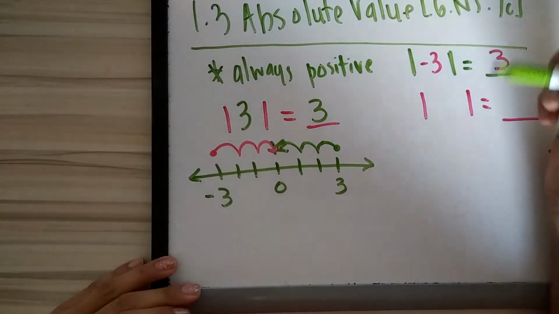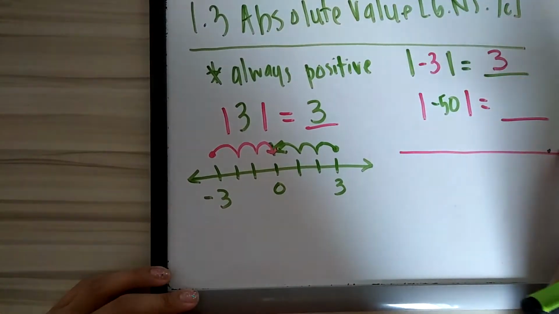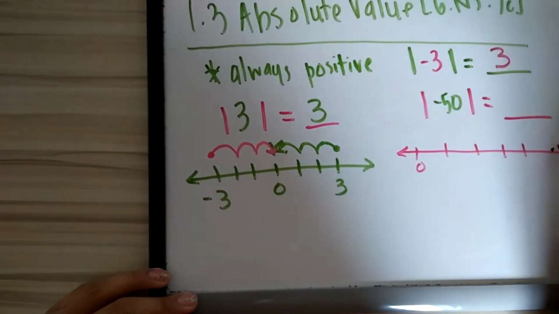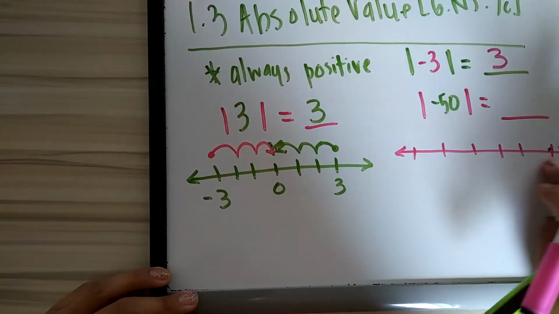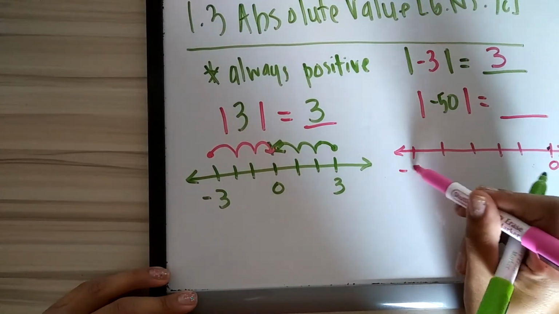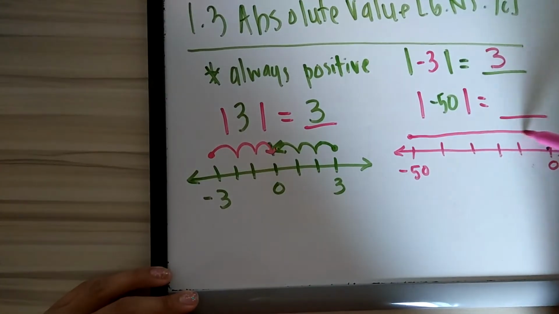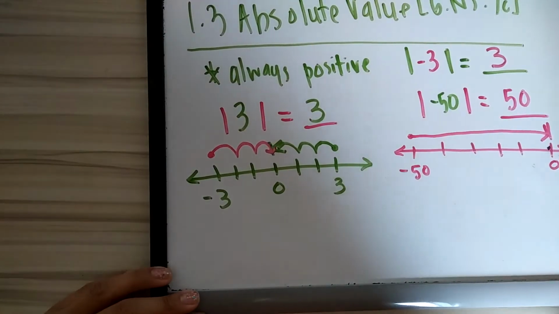And this one right here, what if we have a -50? Well, I'm going to look at my number line. If I go by tens and that's my -50, what's the distance from here to 0 on the number line? It will be 50, just positive 50, okay?